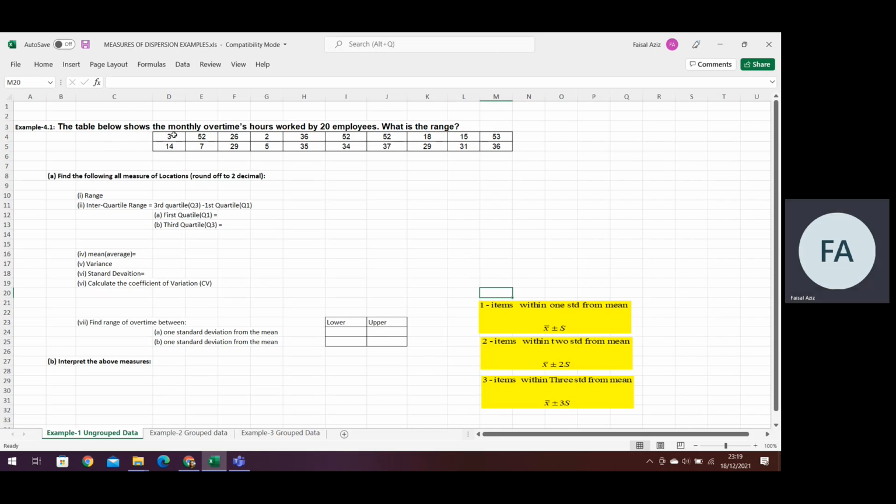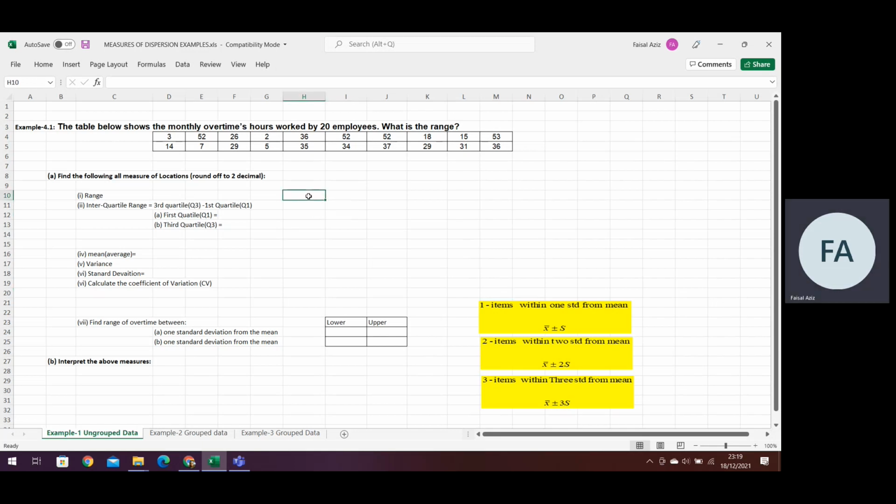This table shows the monthly overtime hours worked by 20 employees, and we need to identify the range and the measures of dispersion, and we need to round off our answers up to 2 decimal places. We need to identify number one, range, and then interquartile range. So let's start one by one. The first is the range.